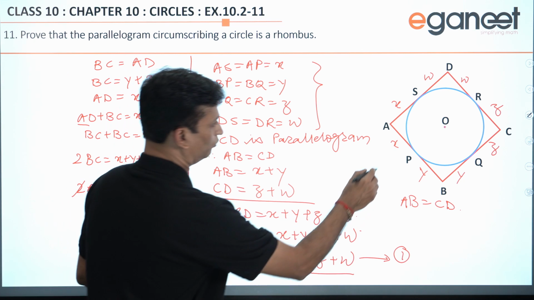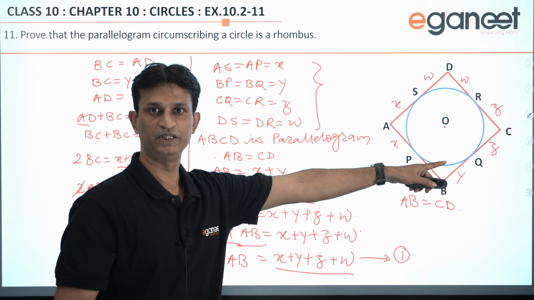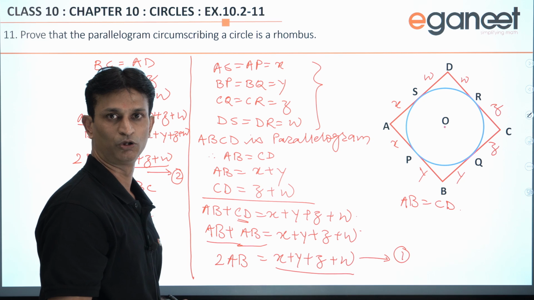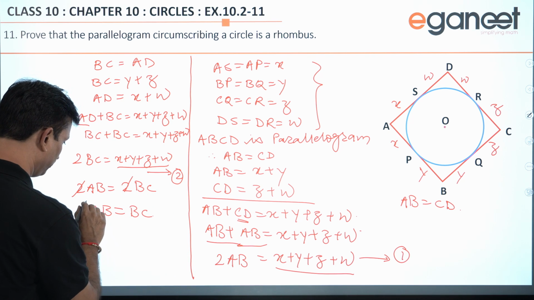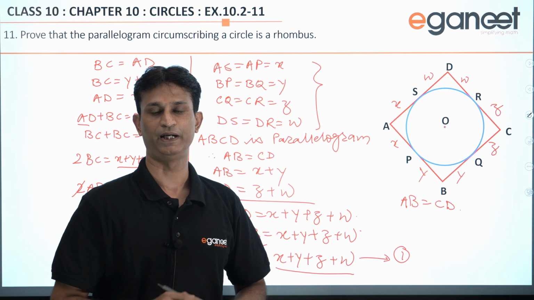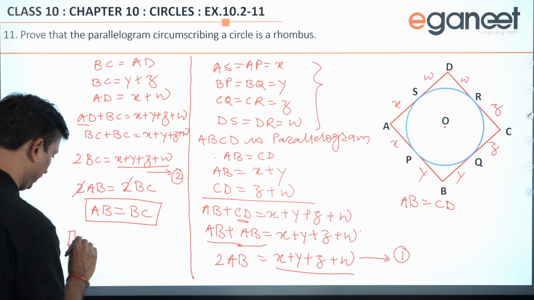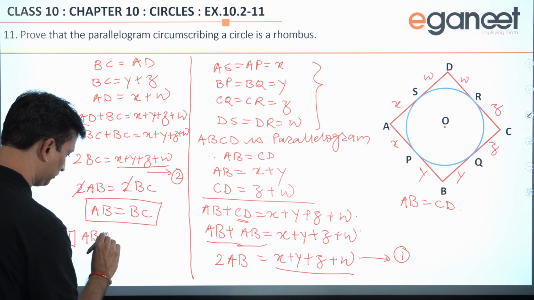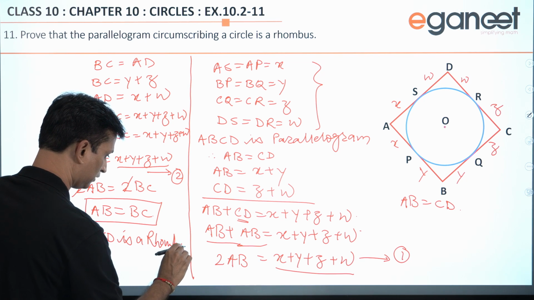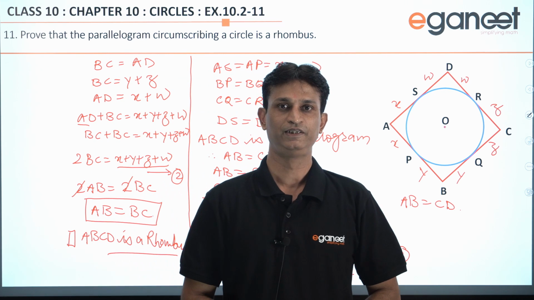Okay, so what do we mean by AB equal to BC? That is, the adjacent sides of quadrilateral ABCD are equal. But we are given that quadrilateral ABCD is a parallelogram, and in that parallelogram we have proved that AB equal to BC, that is, the adjacent sides of that parallelogram are equal, and therefore we can say that quadrilateral ABCD is a rhombus. Okay, so that's the proof of the given problem.